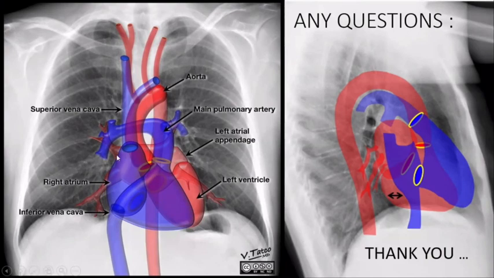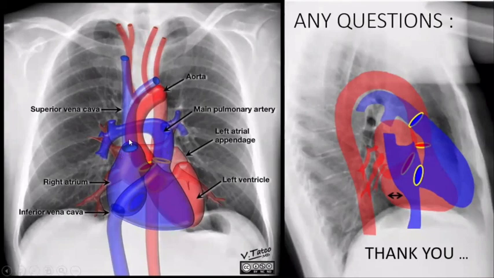The right border is formed by the right atrium. The inferior border is formed by the right ventricle. Most of the lateral border is formed by the left ventricle, and only a portion of the left atrium or left atrial appendage is visible. This is the shadow of the left atrium, which is more posterior. Now let's talk about the great vessels.